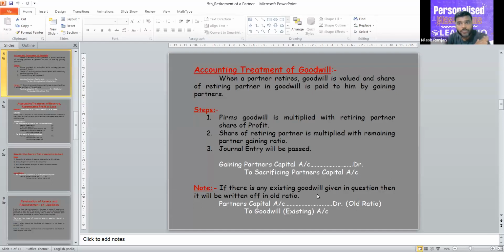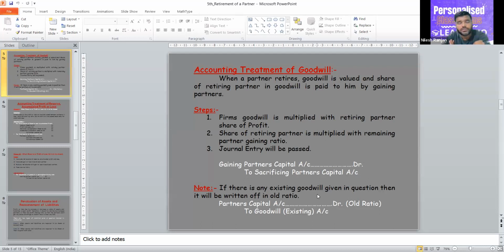So a retiring partner gets a share in goodwill from the remaining partners in the sacrificing ratio. You need to remember that the remaining partners will pay in which ratio? Sacrificing ratio, or you can say gaining ratio. These are the same things. Now, let's say one partner is getting all the share from the retiring partner.